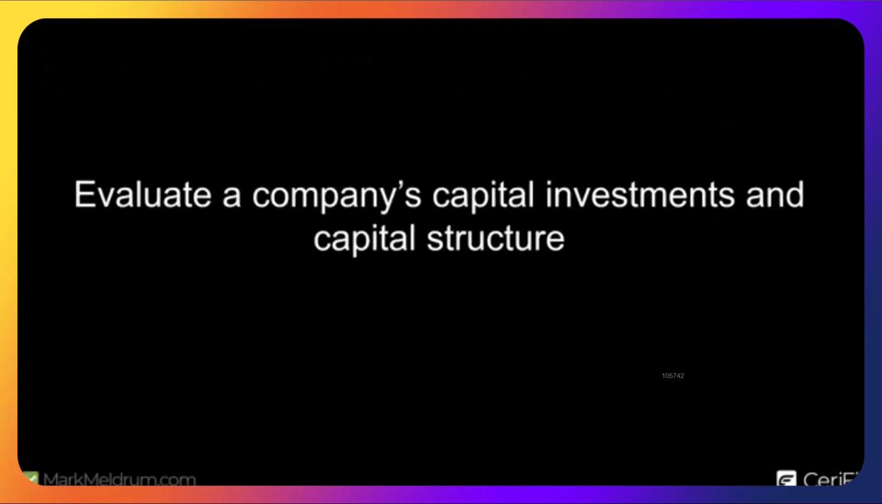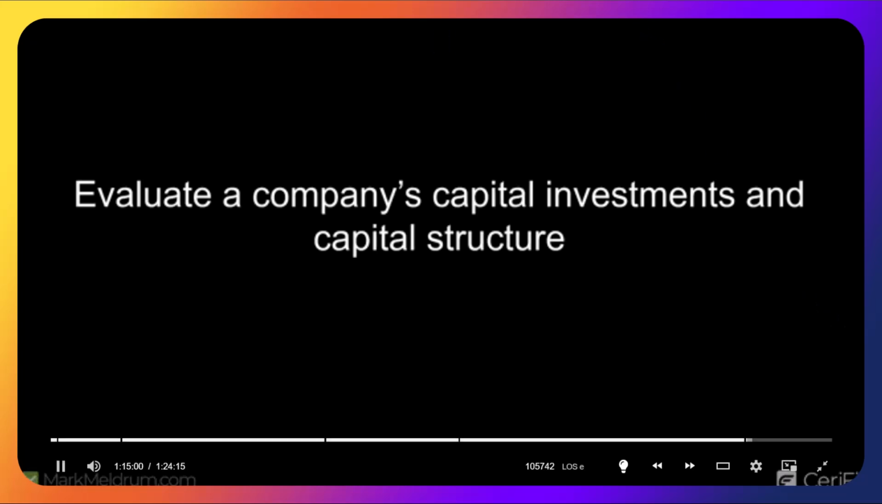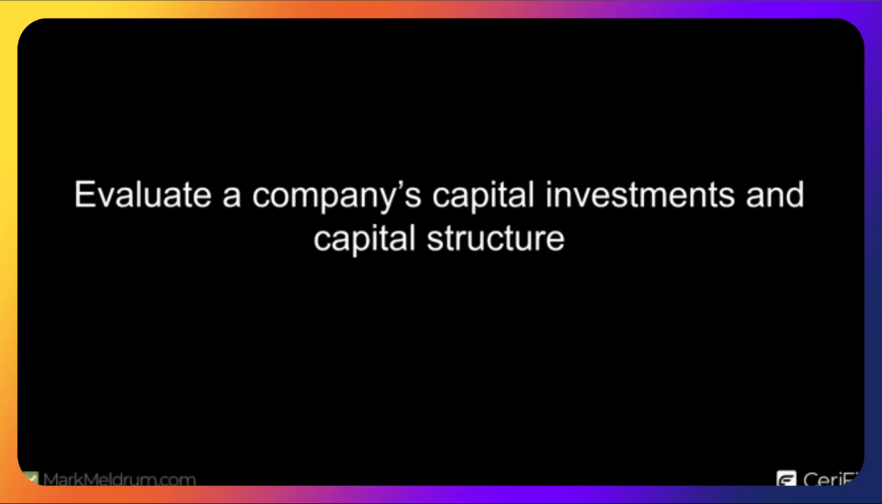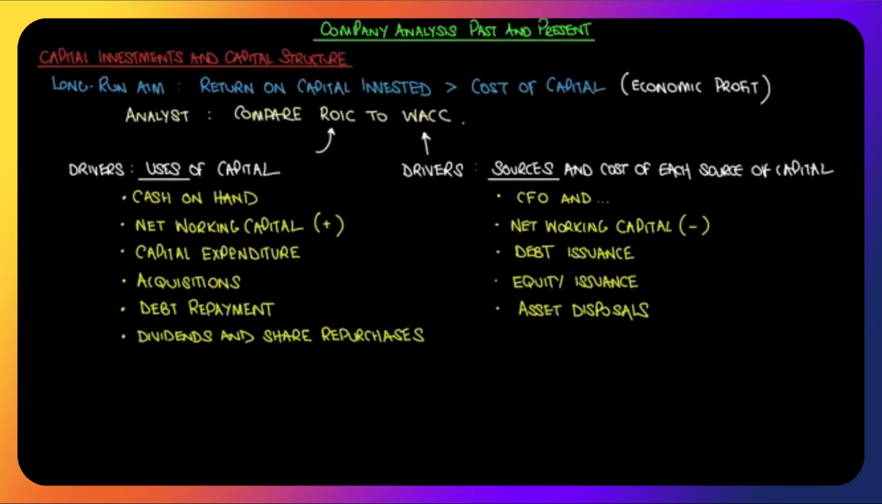Final LOS then, capital investments and capital structure. We've looked at revenue, we've looked at operating costs and working capital. Let's now look at their finance. And we'll start by thinking of what their long-run aim is. What are they trying to do? I say they, what's the firm, the company that we're analyzing trying to do in the long run?